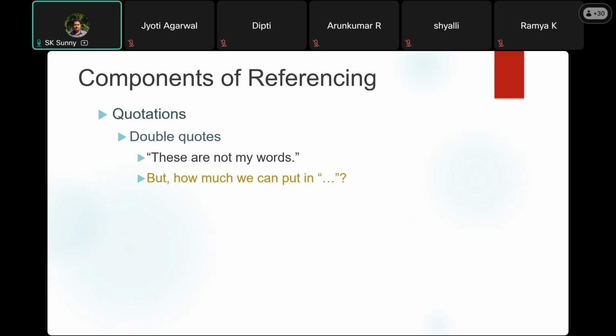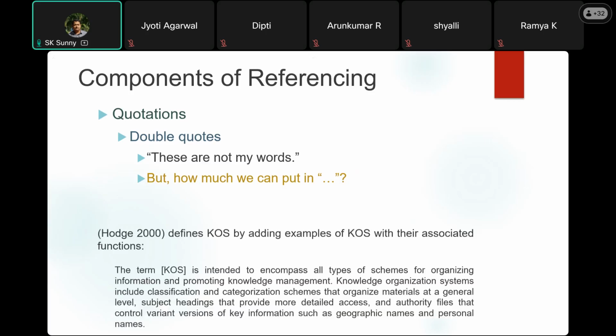One question comes, I think I will skip it now and talk later, because there is ambiguity there: how many words we can put under double quotes. Quickly I will run through; you can educate yourself later on this. See this example. I have taken this example from my PhD thesis, where I was defining knowledge organization systems, and I have taken a definition from Hodge, an author, and the definition goes on longer. When it is very long, it is not under double quotes. There is another way of quoting that I will show you. It is visible here, I will explain it.